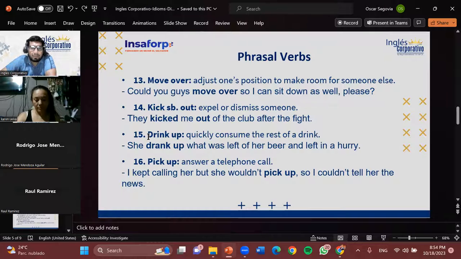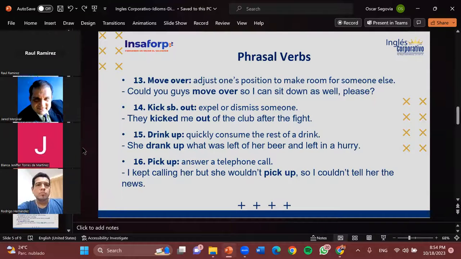Now, how about drink up? What do we understand by drink up? Harit. Hello, Harit. No, it means drinking everything. Okay. Yes, sounds great. Drinking the rest of something that you had in your glass or something that you had in a bottle that you were consuming.